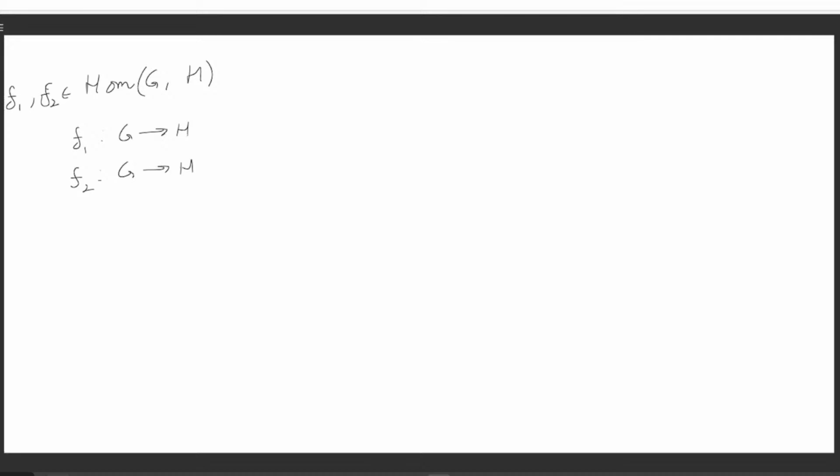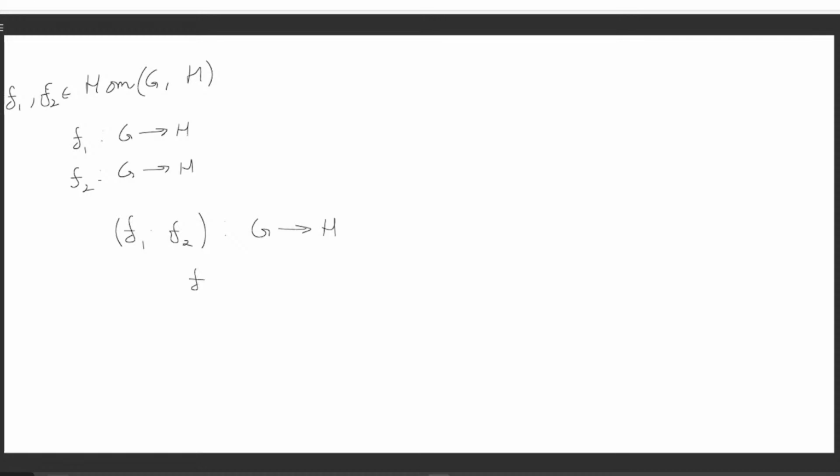Now, what do we mean by a group under pointwise multiplication of homomorphisms? Pointwise multiplication means I'm going to define f1·f2 as what? I need it to be a binary operation. That means f1·f2 should also be in the same set. It should also be a homomorphism from G to H. First of all, it should be a function from G to H. So how do I define it?